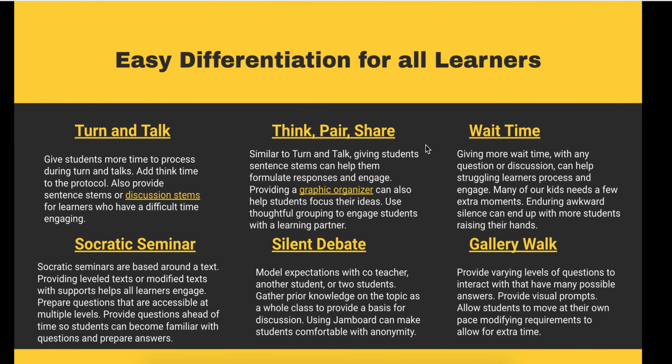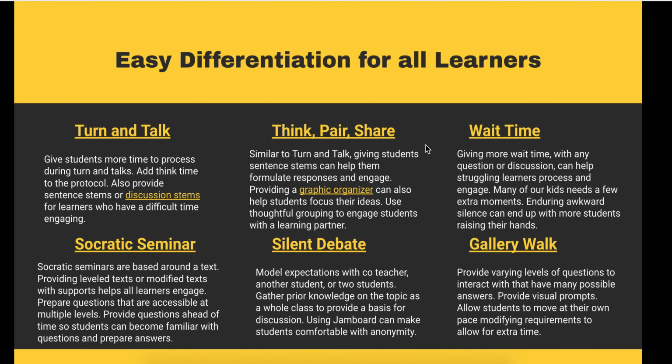A silent debate is another thing that's easily differentiated. I find it's really nice for students who may not want to speak out loud. So what's great to do here is to model expectations with the co-teacher to show the students what this looks like. You can also use a Jamboard. This makes students comfortable with anonymity. If students just don't like speaking out loud to one another, them writing to each other might make them feel a little more confident.